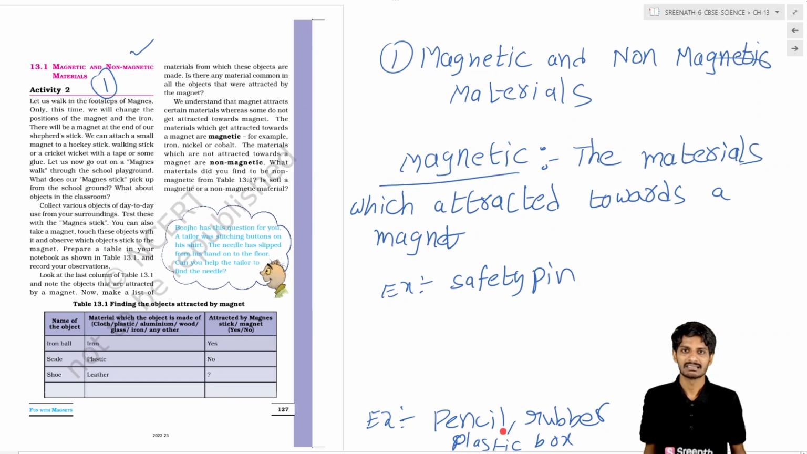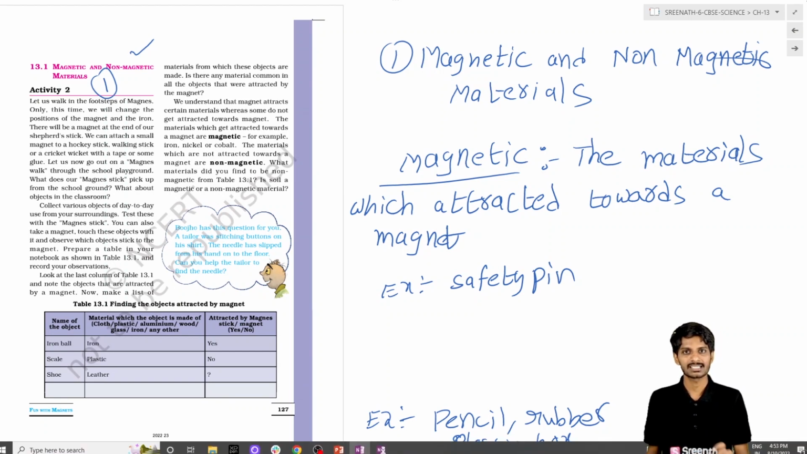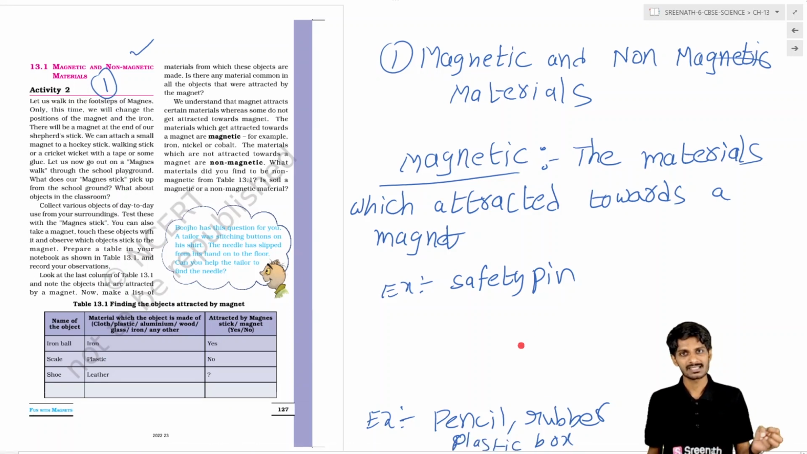Observe what happens. Is your pencil attracted towards the magnet, or your rubber, or your plastic box? If you observe, there is no attraction. No pencil or rubber will be attracted towards your magnet. Then what do we call these materials? We call these materials non-magnetic materials.